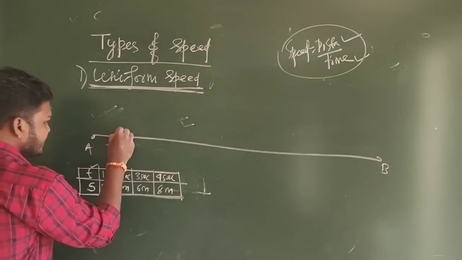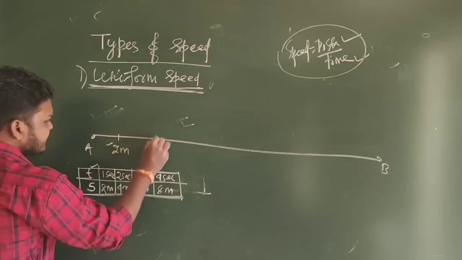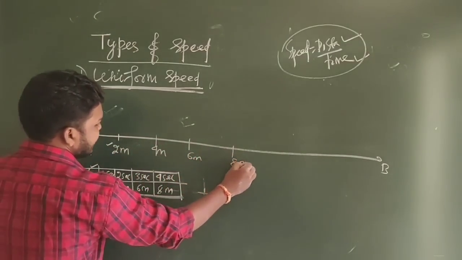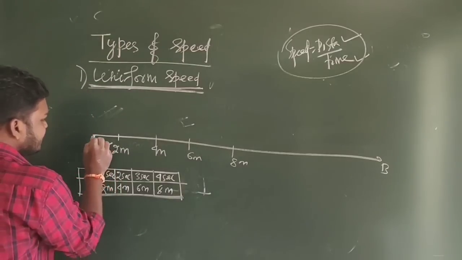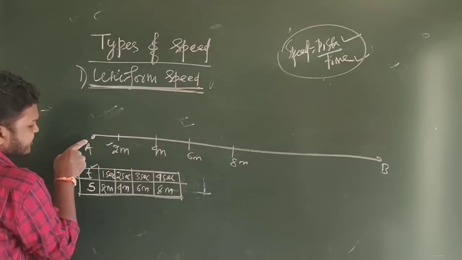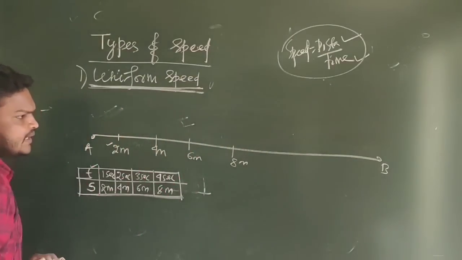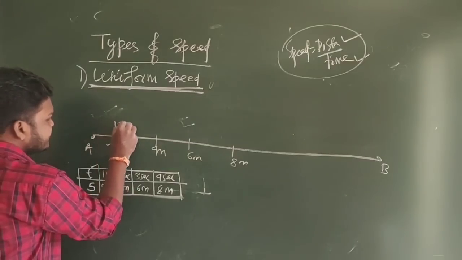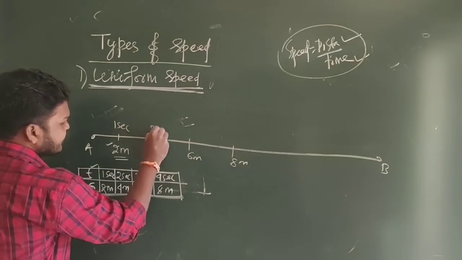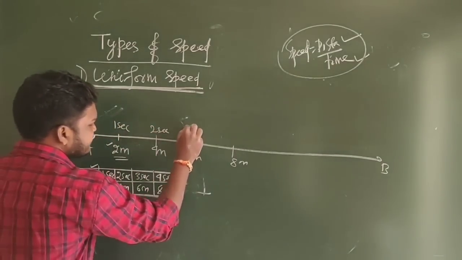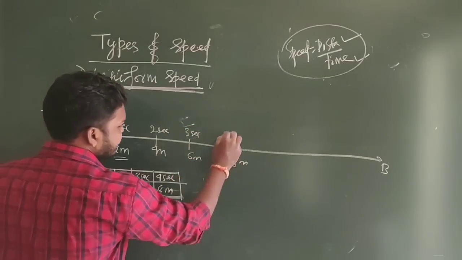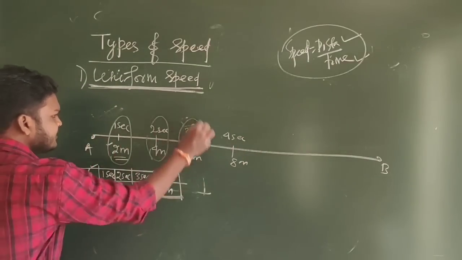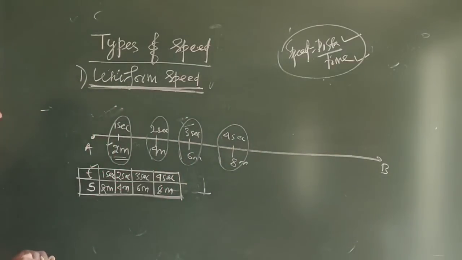That means suppose this is 2 meter distance, this is 4 meter distance, this is 6 meter distance, this is 8 meter distance, and the body covers these while it moves from A to B point along a large distance. Then the body covers 2 meter distance in 1 second, 4 meter distance in 2 seconds, 6 meter distance in 3 seconds, 8 meter distance in 4 seconds. So at every point we find the speed of the body.